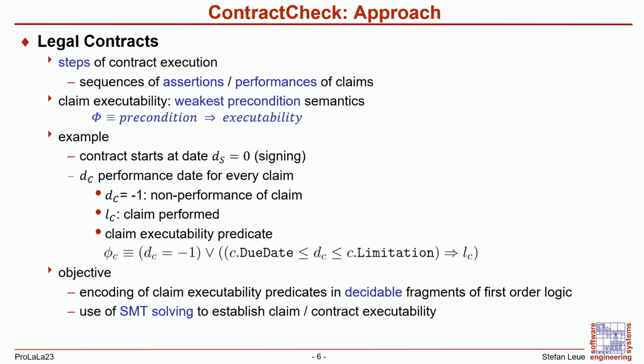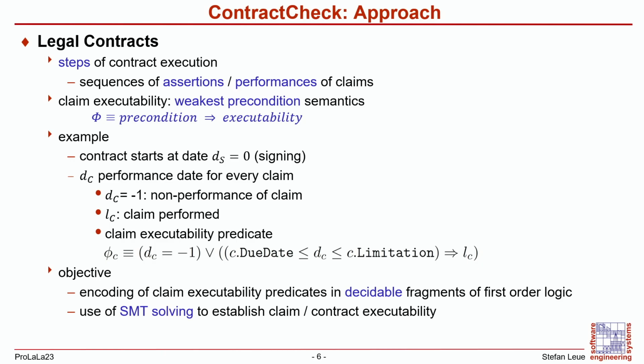The contract check approach is as follows. The steps in the contract executions are basically sequences of assertions and performances of claims. And what we're doing is setting up these claim executability first-order logic predicates, and we're using something like a weakest precondition semantics in order to do that. So we're saying that if the precondition is satisfied, then the executability of a contract is given.